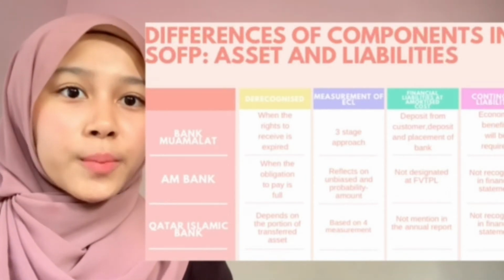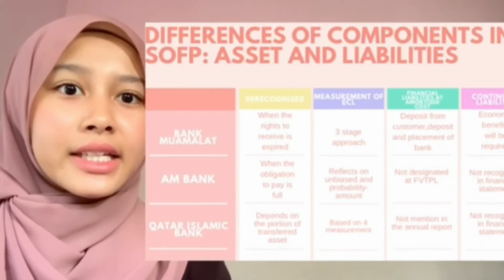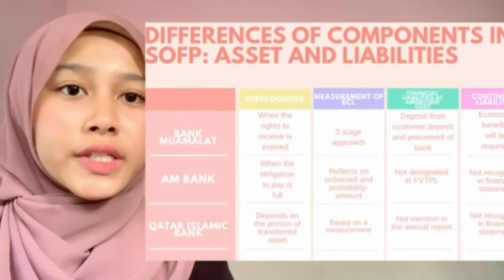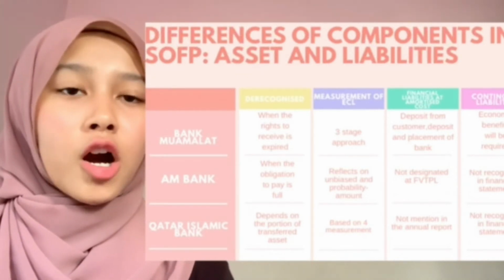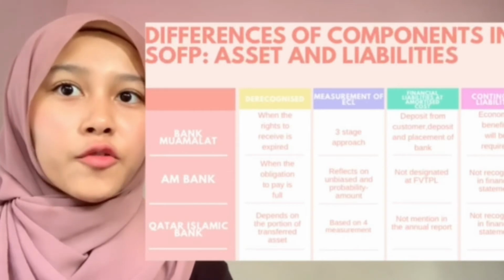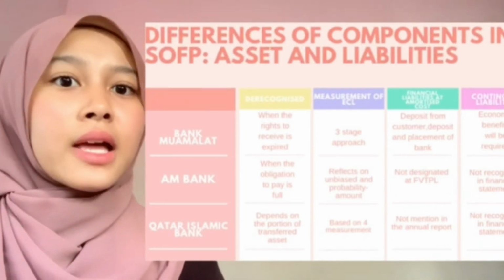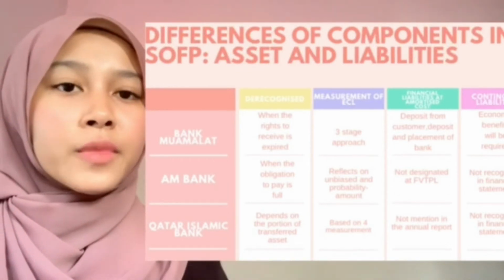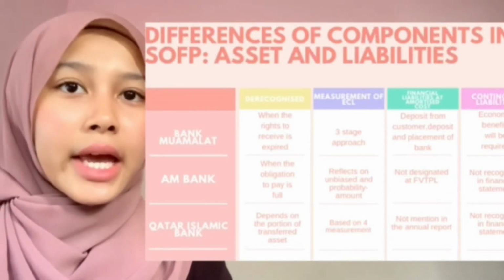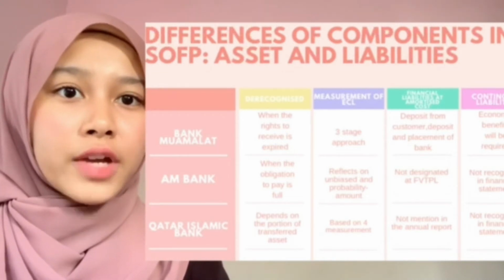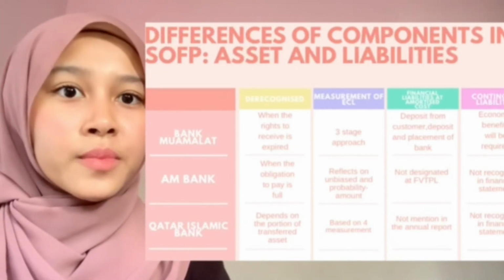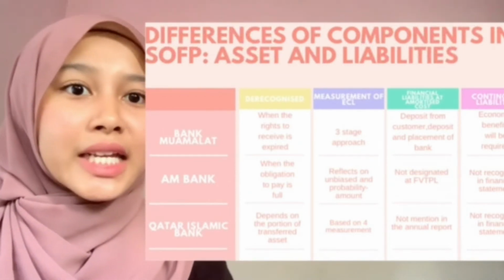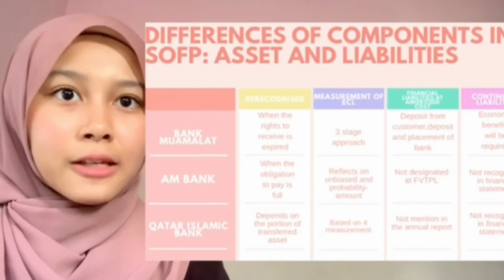I will also briefly explain the second component of the statement of financial position, which is the liability. All of this financial liability from these three banks, which are Bank Muamalat, M-Bank, and also Qatar Islamic Bank, were measured at amortized cost and also at fair value through profit or loss. So we're going to explain the second difference, which is regarding the contingent liability.